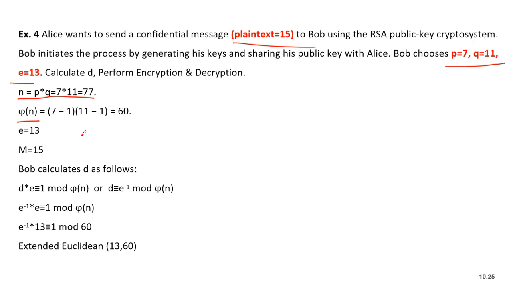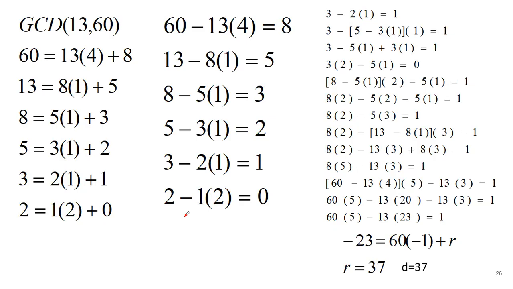Then first we calculate the private key of the receiver side. Now d into e is congruent to 1 mod phi of n, so we calculate the inverse. For that we require to calculate the extended Euclidean algorithm for 13 and 60. Here we can write down the equation: 60 is equal to 13 times 4 (which is 52) plus 8.